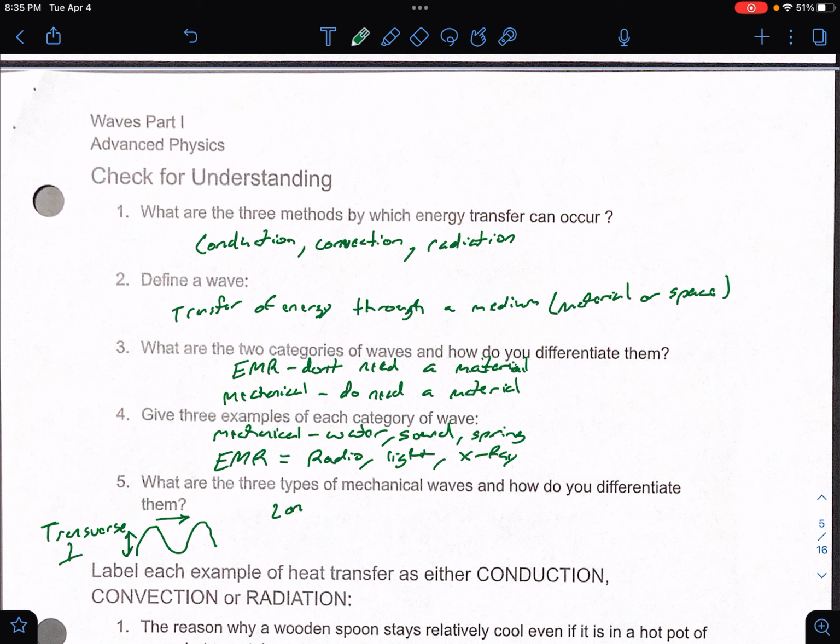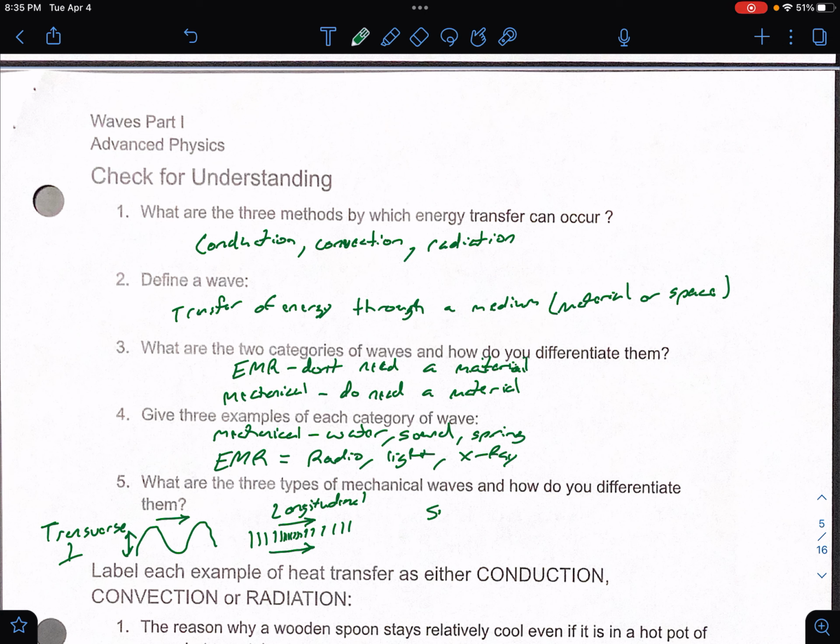Okay, versus a longitudinal. Okay, that is like your compression wave. Okay, so that is like when you have a spring. Okay, so you have it stretched out and then it starts to compress and then it starts to stretch back out again. Okay, so the direction of the wave is going left to right. Okay, but also the actual movement of the wave is going left to right as well. So they're going parallel with each other. Okay, so that is a longitudinal wave.